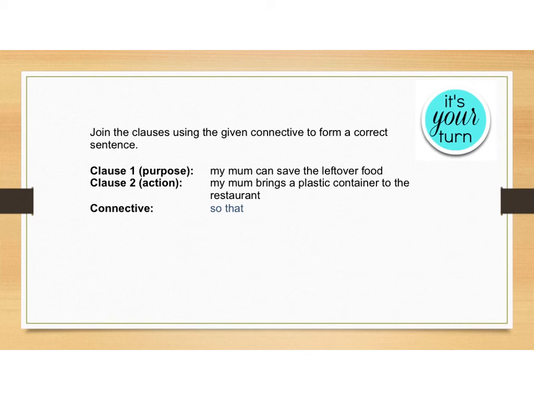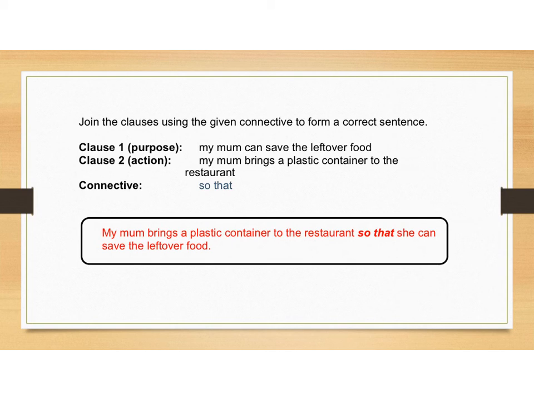The question requires us to use the connective so that. When we use so that, the order should be the action comes first, followed by so that, and then the purpose. Therefore, the answer should be my mom brings a plastic container to the restaurant, which is the action. So that is the connective. She can save the leftover food is the purpose.